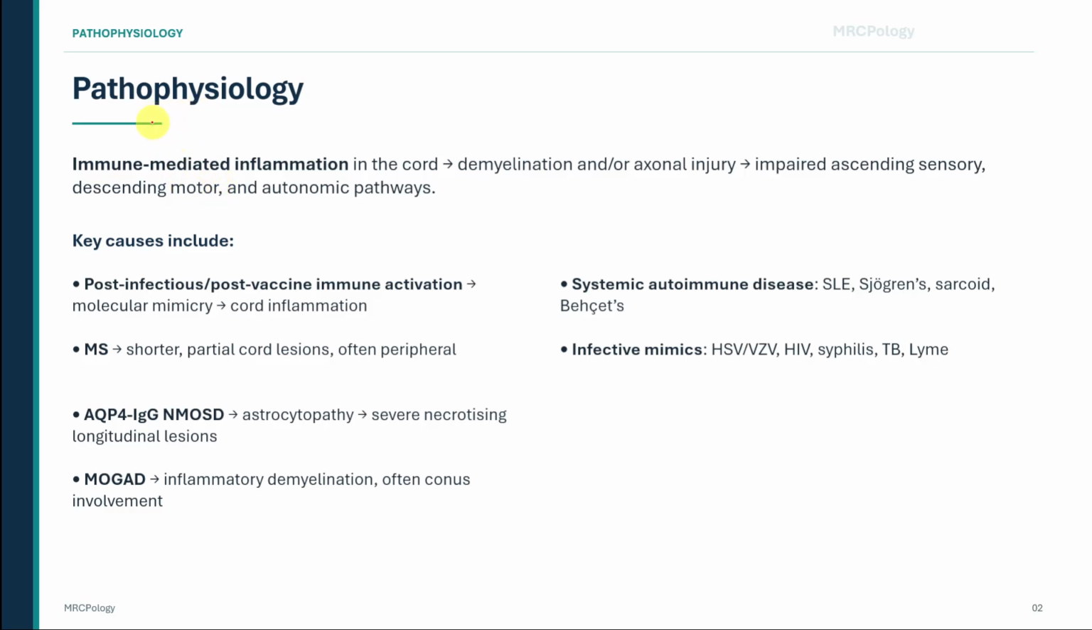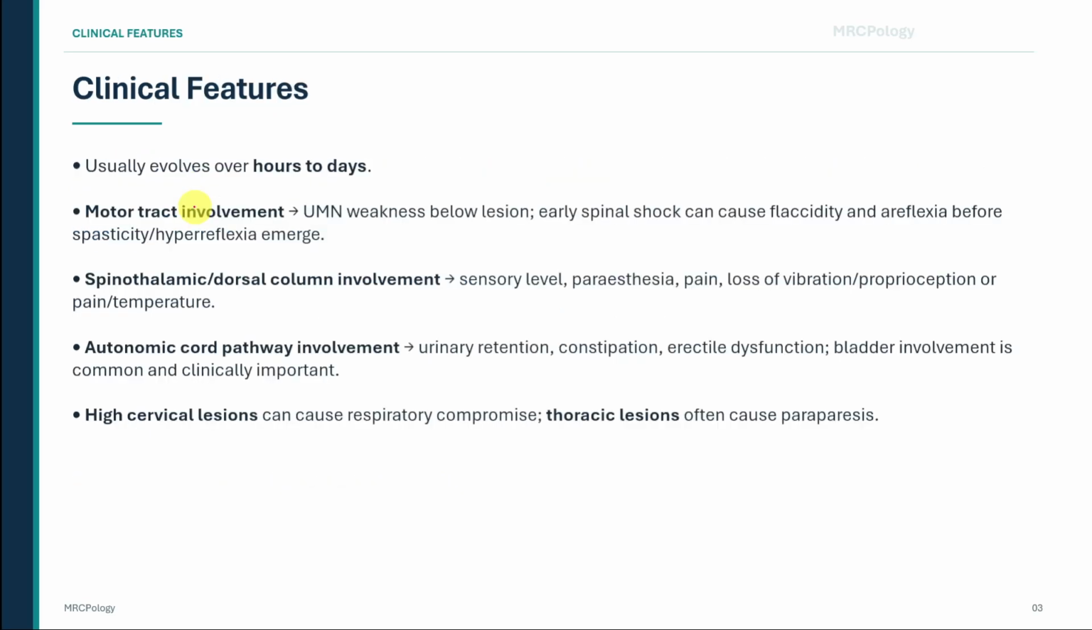First, the mechanism. Immune-mediated inflammation develops within the spinal cord. This causes demyelination, axonal injury, or both. Once the cord is inflamed, the ascending sensory pathways, descending motor pathways, and autonomic pathways cannot conduct normally. That is why the patient develops sensory symptoms, weakness, and bladder or bowel dysfunction together.